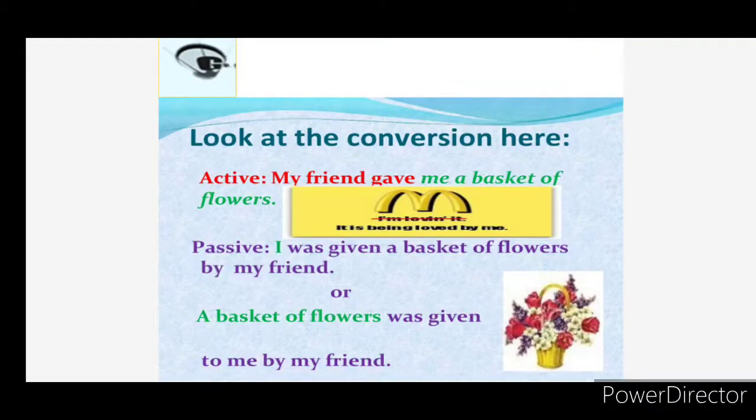Now let's have a look at this conversion. My friend gave me a basket of flowers. Let's change it into passive voice. I was given a basket of flowers by whom? By my friend. So I've used by. But at the same time, I have not changed the tense, right?